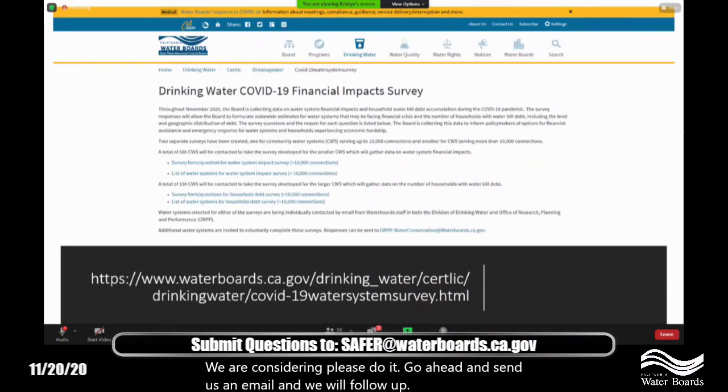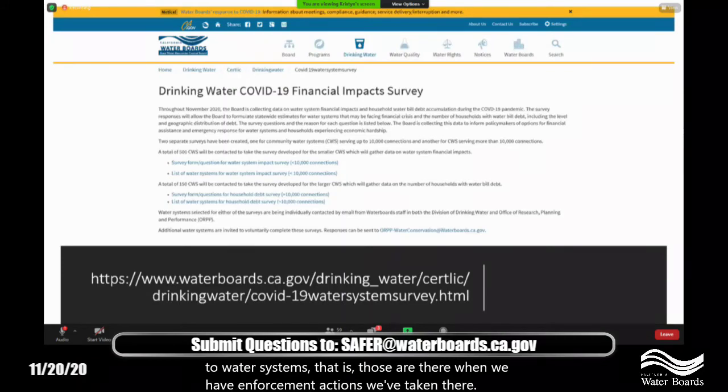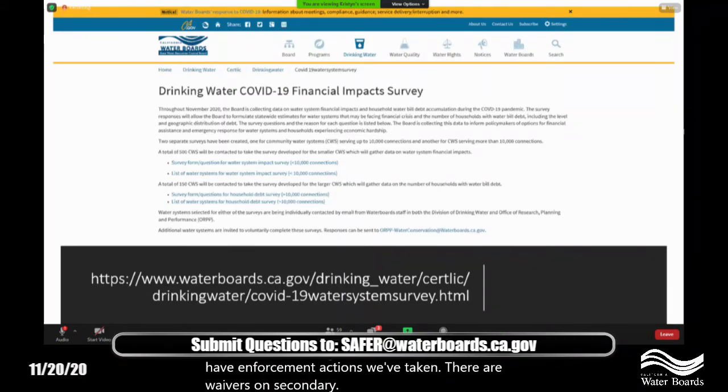So, Kristen, while I have the floor here, I just wanted to do a little bit of a clarification too on the secondary standards on the human right to water systems. Those are there when we have enforcement actions we've taken. There are waivers on secondary standards for lower levels that a community can request. And so we're really looking at where there are enforcement actions. So thank you. That's right. Thanks for the clarification, Michelle.